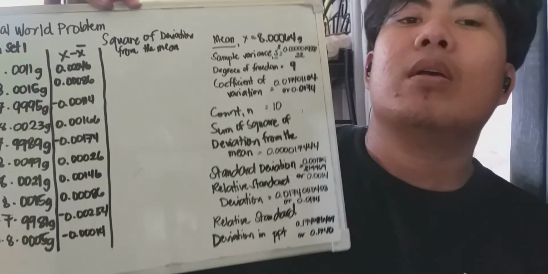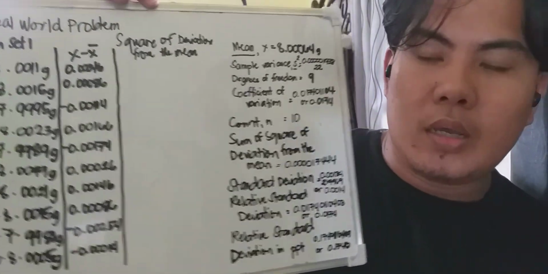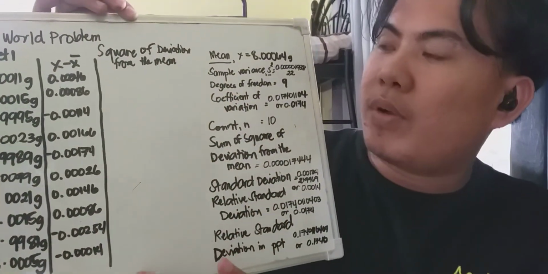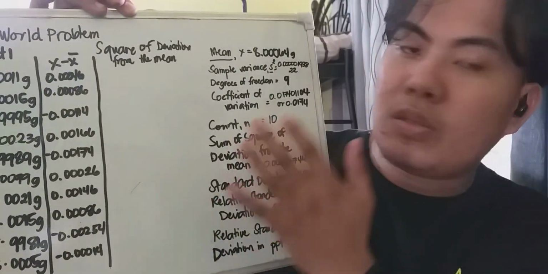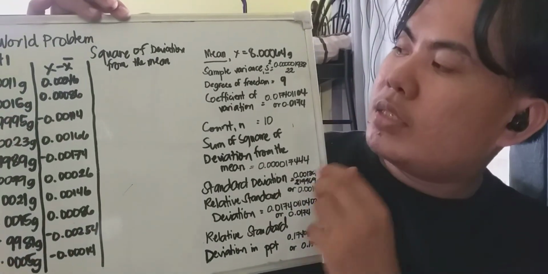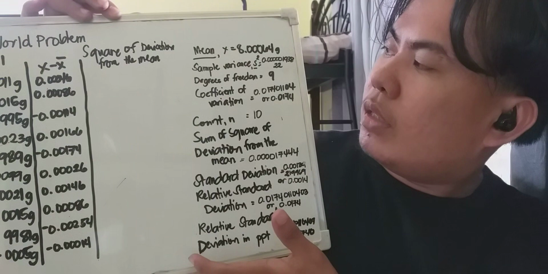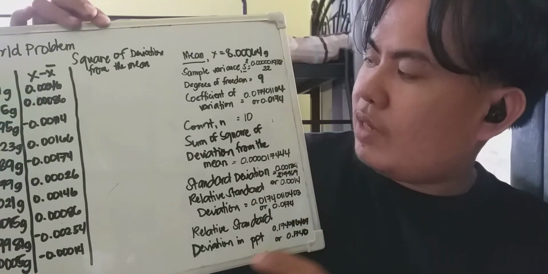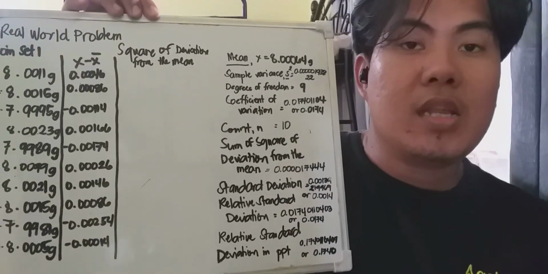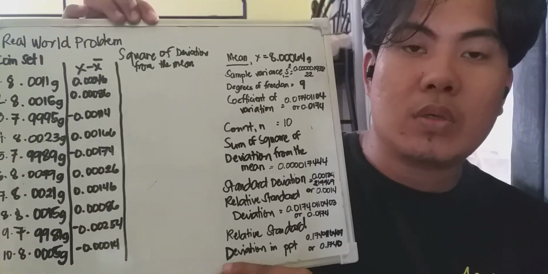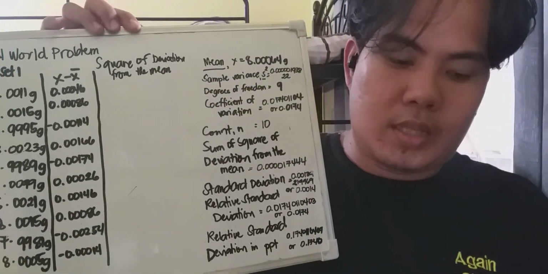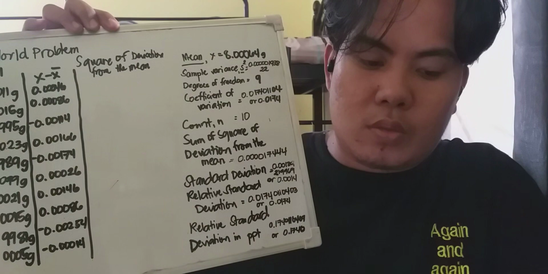8.005 grams. So the purpose of this lecture for today is we need to get the square of deviation from the mean. If you notice, we already have written here on the right side of the board all of the given answers and measurements. So what we will do now is how to solve it and what the formulas are for getting those results.